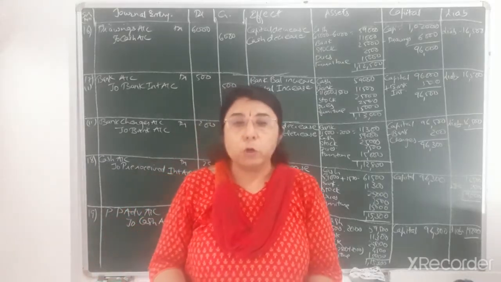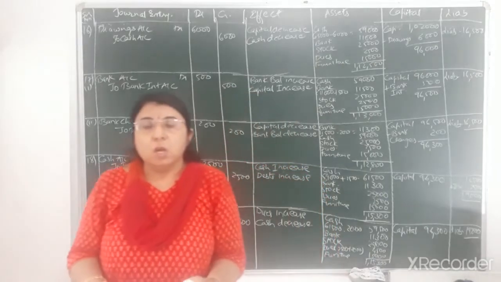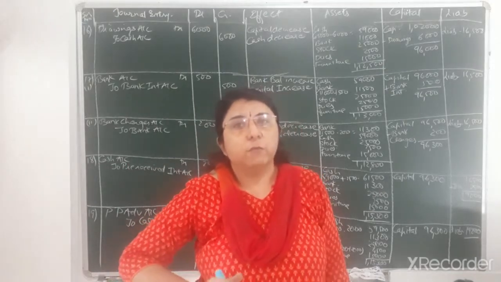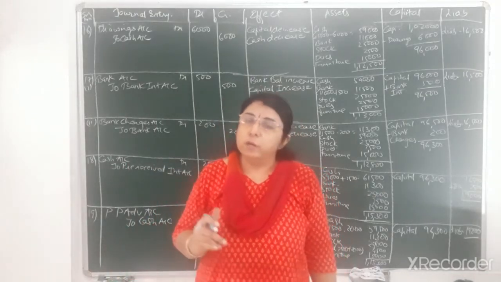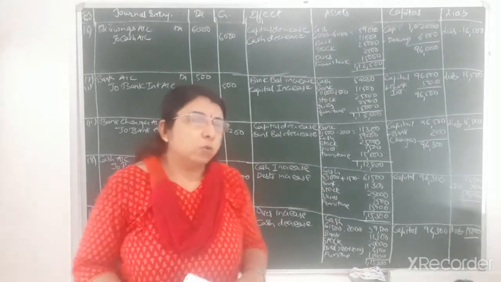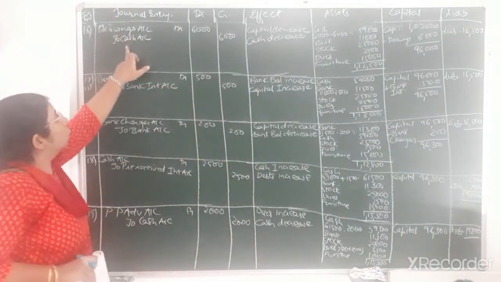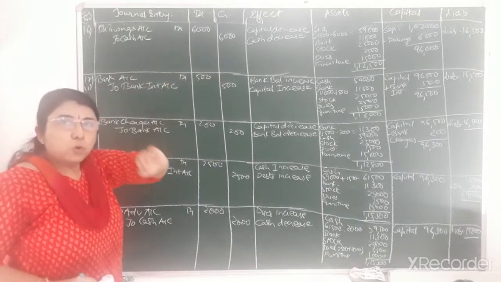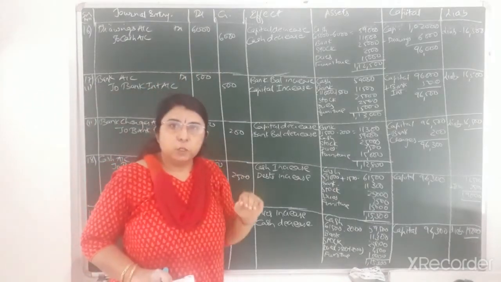College fees of daughter paid, rupees 6,000. College fees of daughter is one kind of expense made for personal use, that is called drawings. So the entry would be drawings account debit to cash account credit, that is rupees 6,000. Due to drawings the capital will be reduced by that much amount.